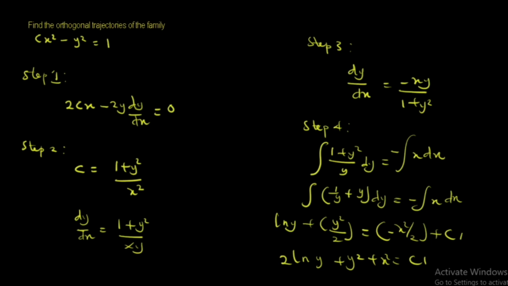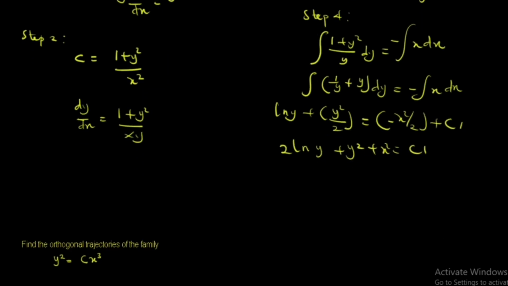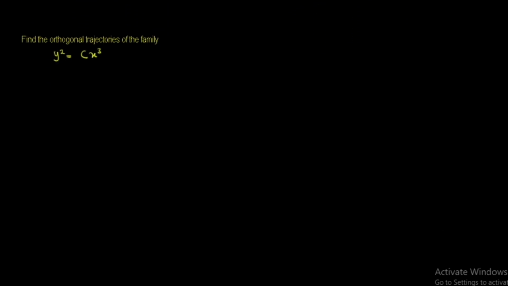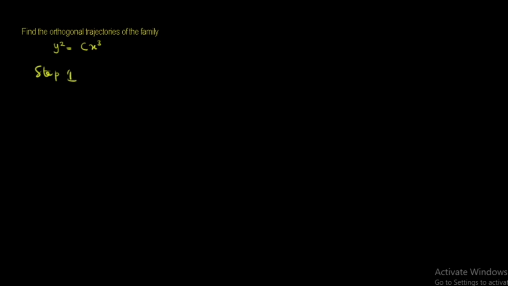Now let's move on to the last one, which is also very interesting to solve using the 4 steps. For the last one, they say we should find the orthogonal trajectories of the family y squared is equal to cx cubed, right? So now you can pause the video and try it and kindly send it in the comment section. So let's go. Now we have step 1. We should solve this implicitly.